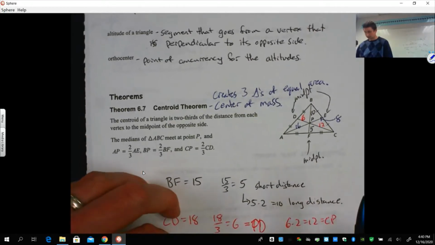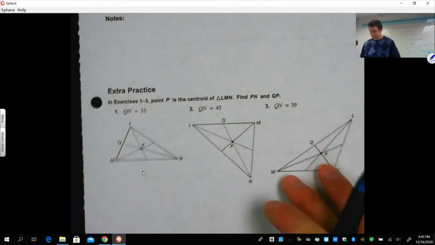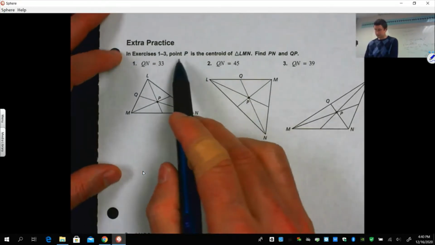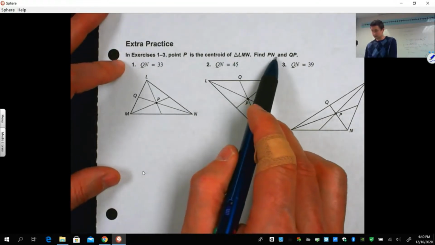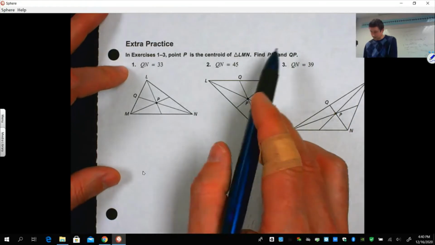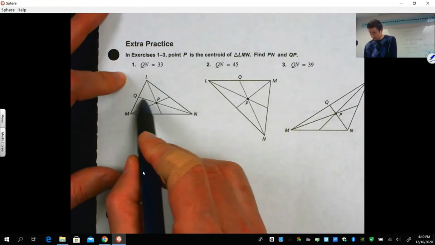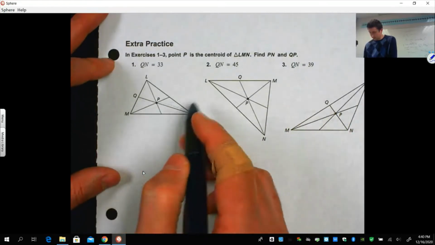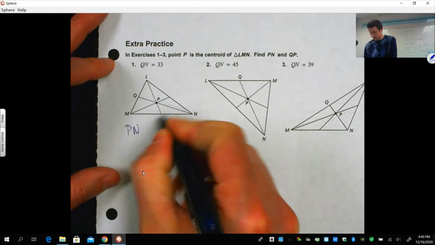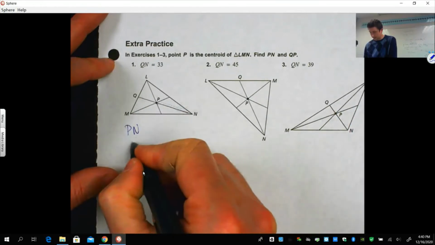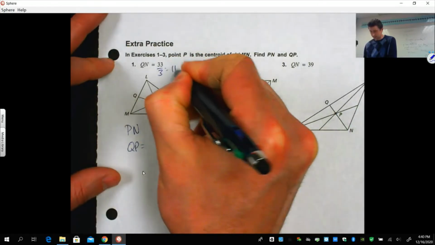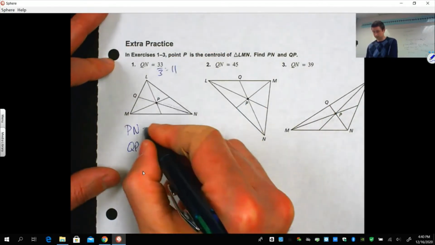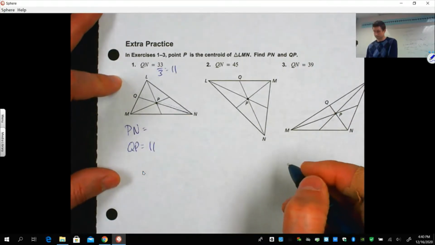Okay, so these questions that deal with the centroid might be something like this. Point P is a centroid of triangle LMN. Find PN and QP. So they say QN is 33. So they want us to find PN, that looks to be the long side, and they want us to find QP. So I'm going to take 33 divided by 3, I get 11. That should be your short side. That would be QP, that would be 11.